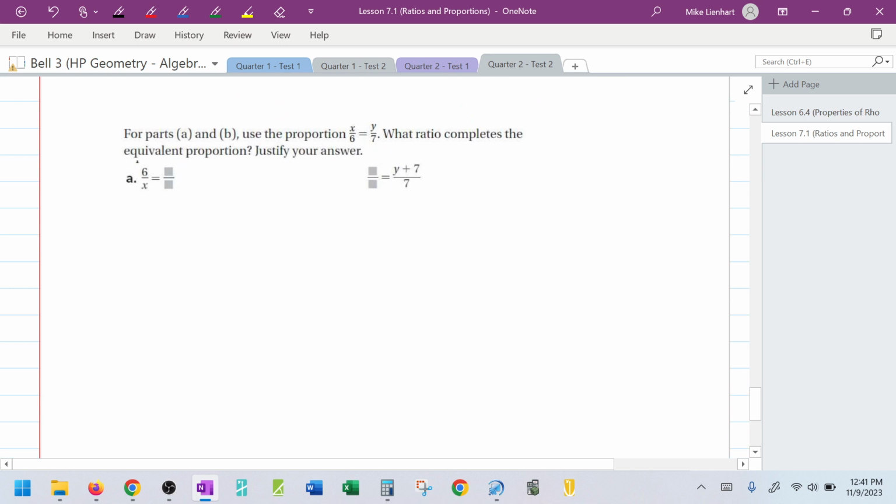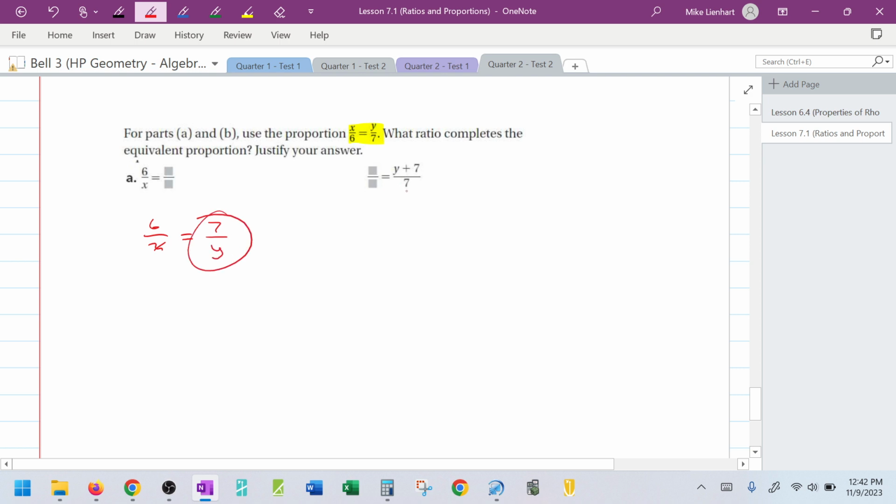All right? So take a look at these next two. I've got x over 6 equals y over 7. So if I look at this one, 6 over x has to equal, let's see, 6 over x. I just took that first fraction and flipped it. So take the second fraction and flip it. All right? And there's the answer.